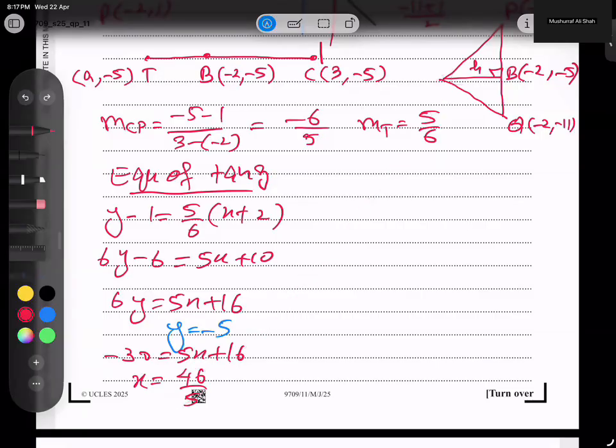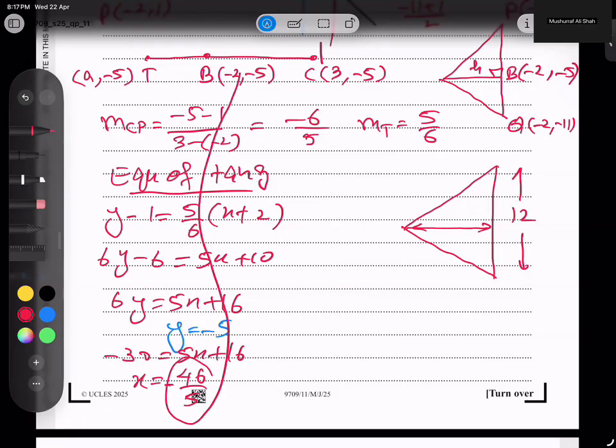So I think the point is very clear. I'm going to finalize my question. This base I already have, 12. This gap is 12. And how much is this height, students? I want to find this gap, and this is an x coordinate. So how to find it, student? This is negative 46 over 5, so I just want to subtract negative 2 from it to get the height.